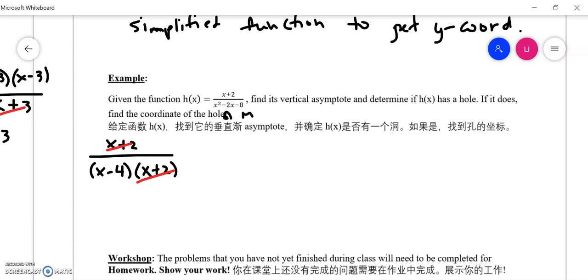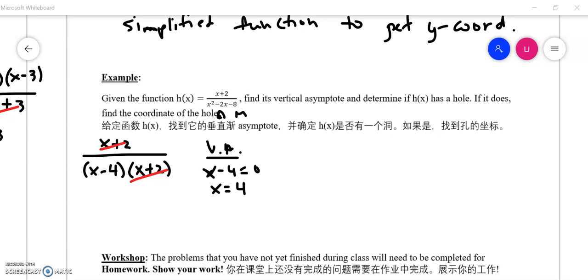So according to the last lesson, to find a vertical asymptote, we take any leftover factors in the denominator and set it equal to 0. So our leftover factor is x minus 4. We're going to set that equal to 0 and solve for x. x is going to equal 4. There is our vertical asymptote. We just learned how to do holes though, so let's see.